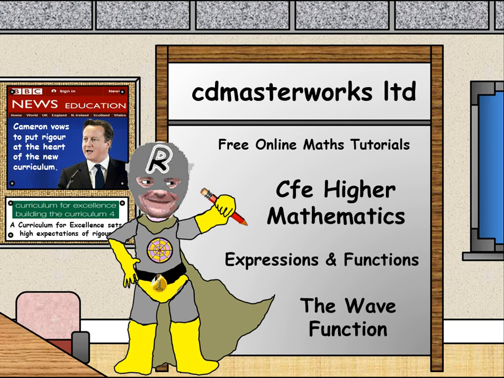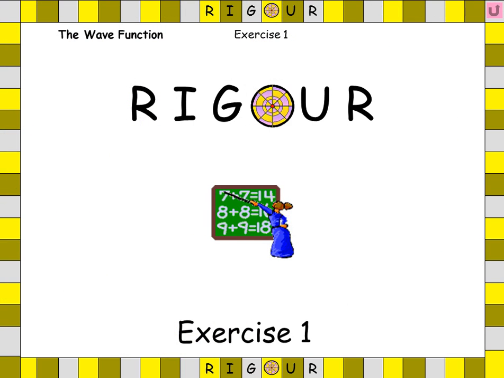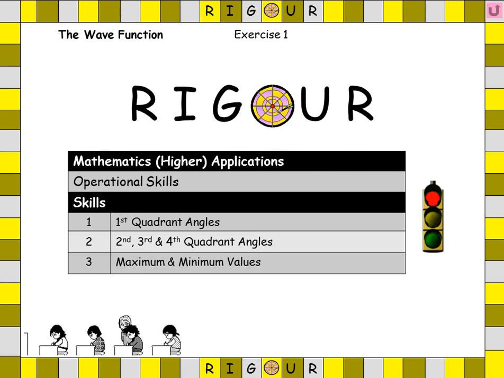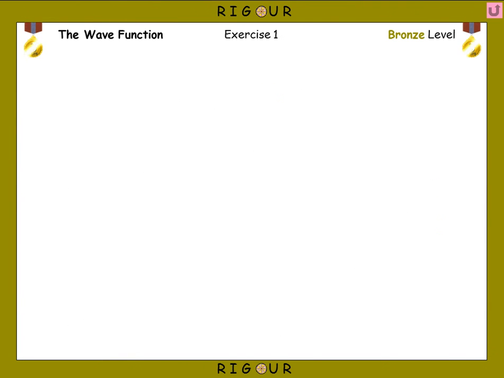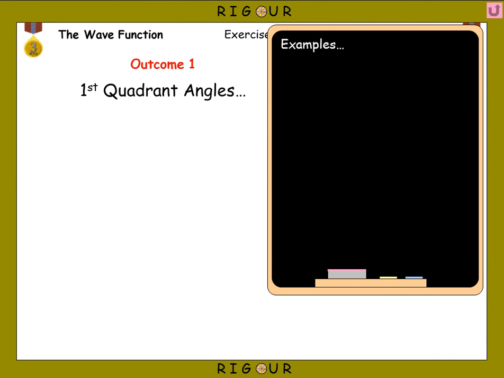So we'll be looking at a wee topic from the expressions and functions unit today. We'll be focusing on what's called the wave function. So we're going to just focus on skills 1 and 2 today. We're going to look at the wave function for first quadrant angles, and then we'll extend that a wee bit with second, third and fourth quadrant angles as well. So our bronze skill will be calculating the wave function for first quadrant angles.